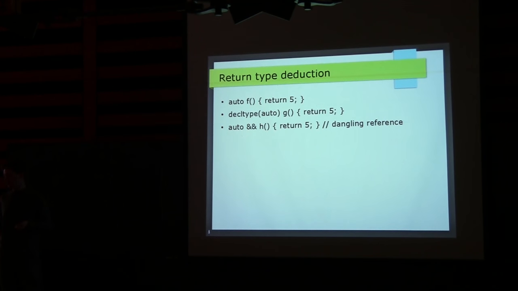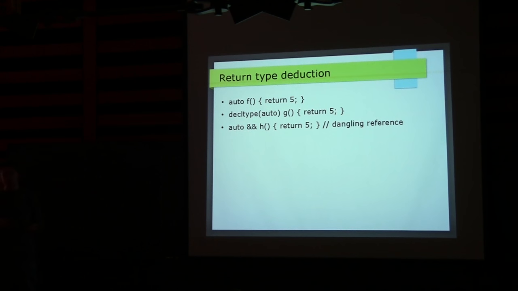So return type deduction was added in C++14. It was in C++11 for lambdas only. And then in C++14, it was expanded so that any type of function can have return type deduction, as long as the body is visible before its first use.